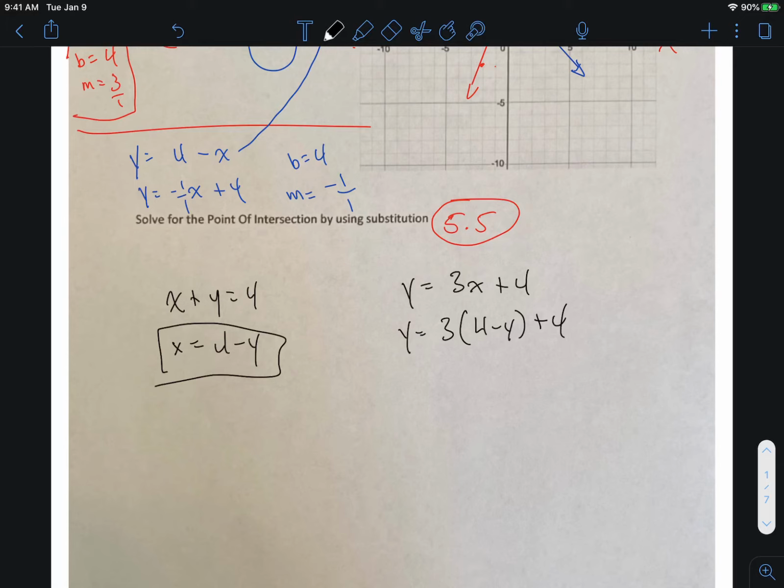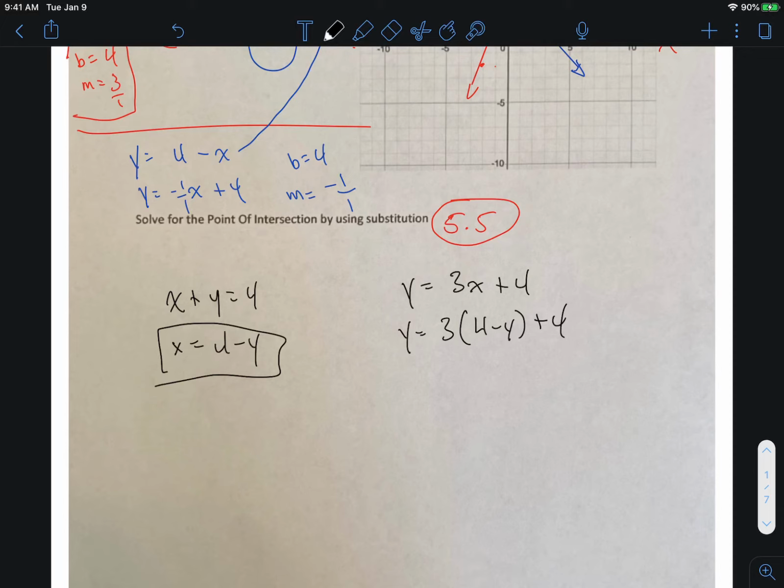What did I do? I just replaced square with square. Because right here it says X equals 4 minus Y, and then here's X, you just kind of plug it in.